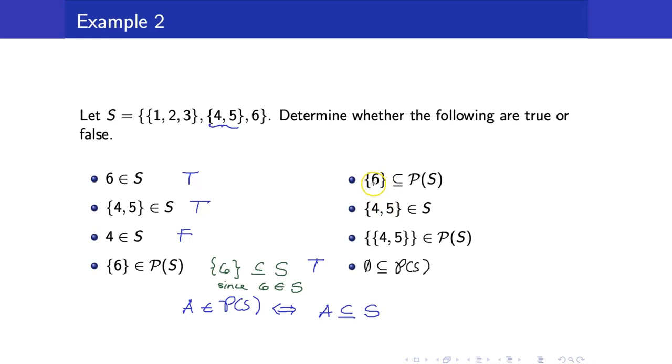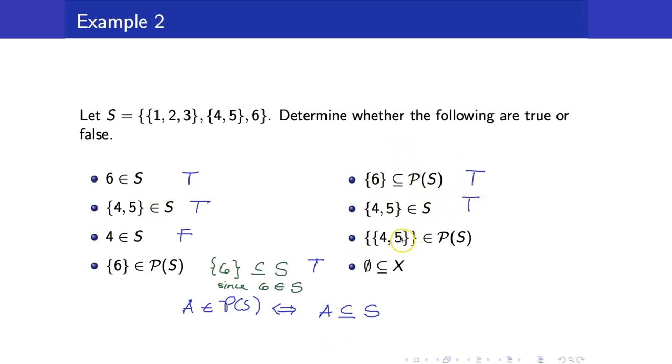Next, we have the set containing 6. Is it a subset of the power set of S? Take note that if we have X being an element of a set, let's call it A, if we want this to be a subset, we have to turn this element X into a set. So this will be a subset of A. So therefore, this one here is false. Why is that? It should be the set containing this element. You have 6. This is an element of the power set, so therefore you still have to turn that into a set. {4, 5} is in S, that is just the same as that one.